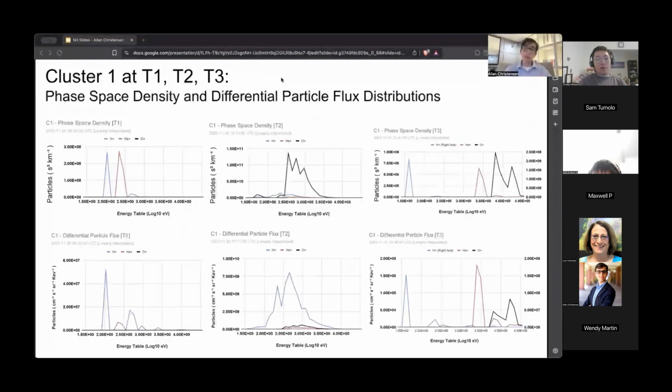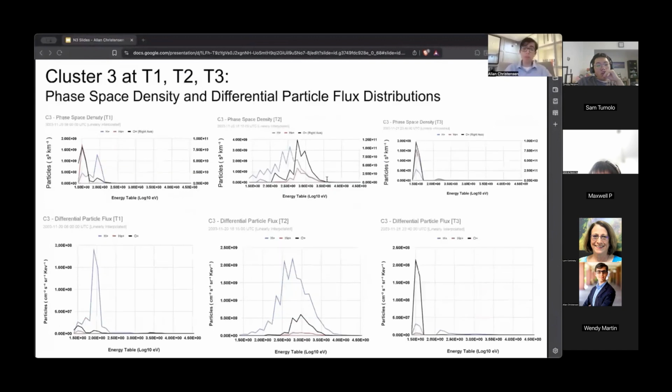Here we have phase space density and differential particle flux distributions for Cluster 1 at the quiet, peak, and storm recovery times. You can see the peaks of the differential particle flux and phase space density are in the same energy ranges, and that O+ is energized during the storm, as we have highest fluxes at T2, then T3, and then T1, which is the quiet time, and the lowest for the heavy ions. The H+ and He+ fluxes are also increased in storm time.